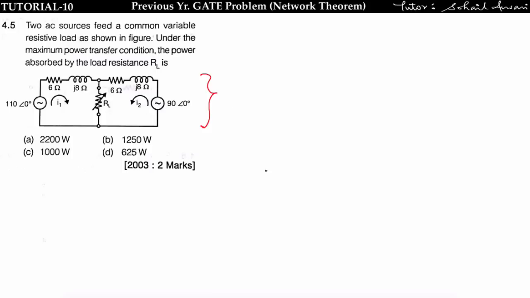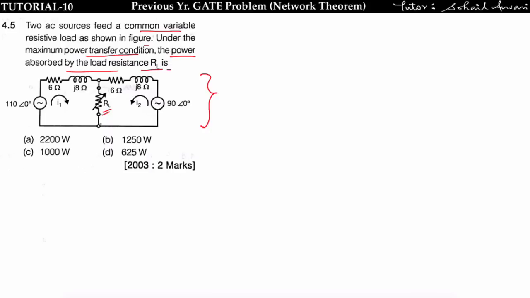Two AC sources feed a common variable resistive load as shown in the figure. Under the maximum power transfer condition, we have to find the power absorbed by the load RL, that is, the maximum power across this RL. This RL is variable, which means we have to apply the maximum power transfer theorem. Remember one point: the maximum power transfer theorem can be applied only when the load is variable. It cannot be applied for a constant load. I mentioned that point when I was teaching you the maximum power transfer theorem.